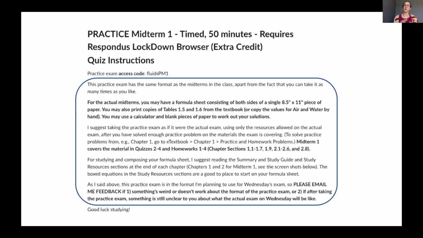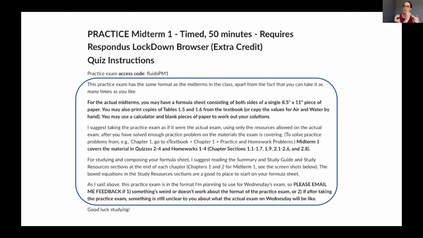So I'm going to assume that you have at your fingertips the density, surface tension, specific weight, etc., all those properties for both air and water. If it's a different fluid, I'll give it to you, but I want you to have the properties for air and water. You can use a calculator and pieces of paper to work out your solutions.